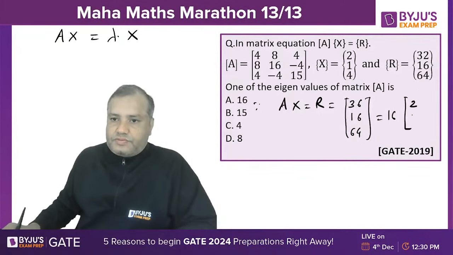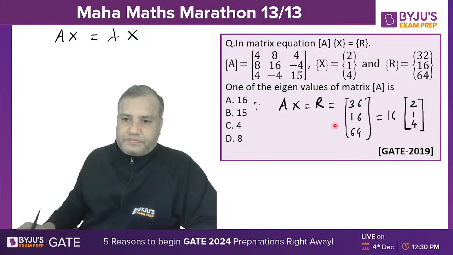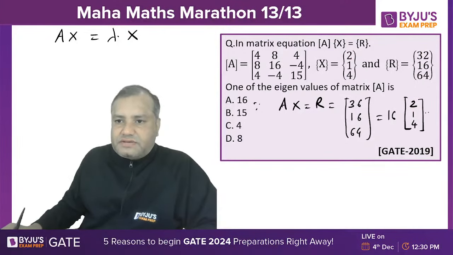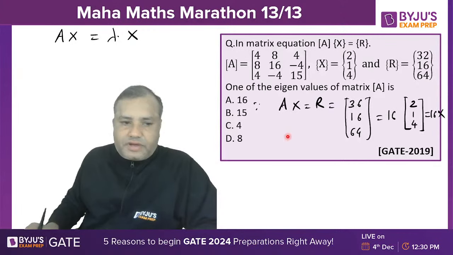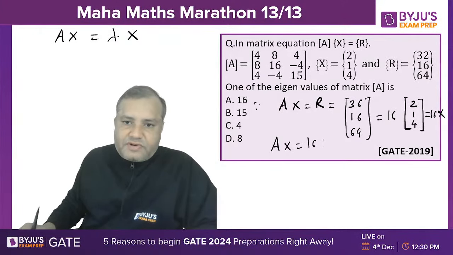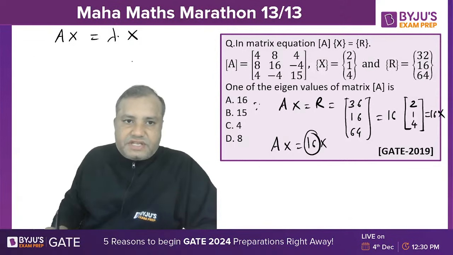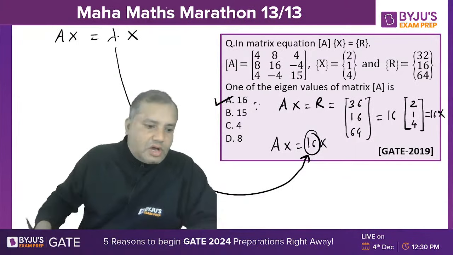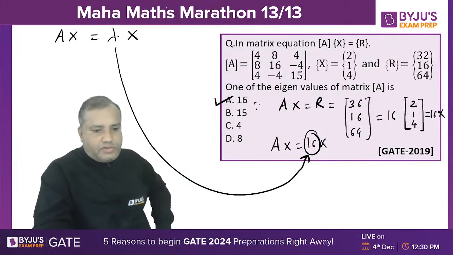So 2, 1, 4, 16 common, 2, 1, 4. So students, this 2, 1, 4 is nothing but x. So can we say that ax equal to 16x? So this 16 is nothing but our lambda. Option A is the correct answer. Very good, super.